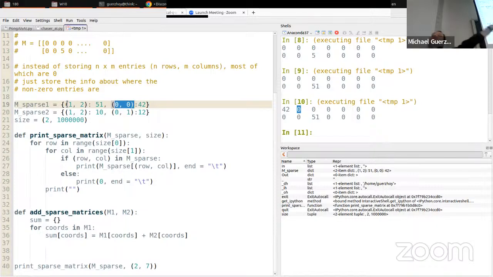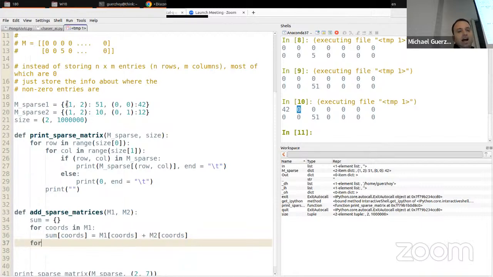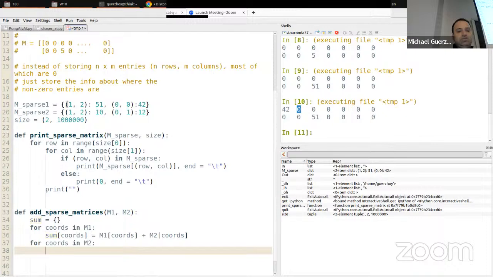So that's not enough. Why is this not enough? Anyone? Yeah. Yeah. So if coords is in M2, then we haven't considered it yet. But that's okay. I can just say for coords in M2, and I'll just do the same thing. So is it the problem that I'm going through pairs of coords twice? Well, not a big problem, because it's not as if I'm adding again. I'm just recomputing some stuff.